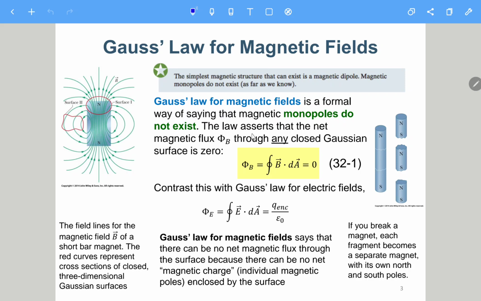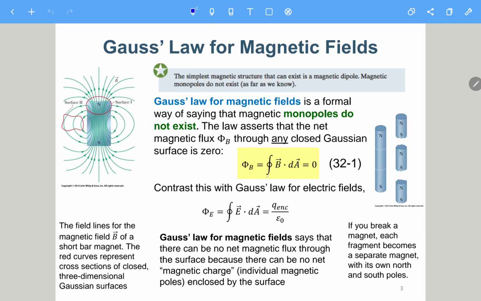Actually, the law asserts that the net magnetic flux Φ_B through any closed Gaussian surface is zero. Like what we have done for the Gauss law for electric field, we define a Gaussian surface, which is a closed surface. It is actually the same thing, except at that time it was E, but here we consider the B field. So this is the integration of B dot dA. How to calculate it is the same. The only difference is that here it is the B field, and at that time it was the E field.